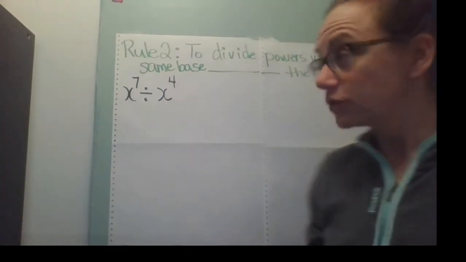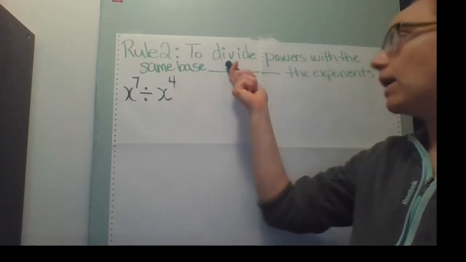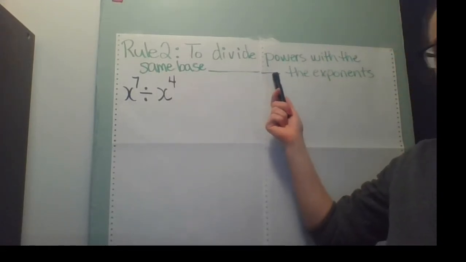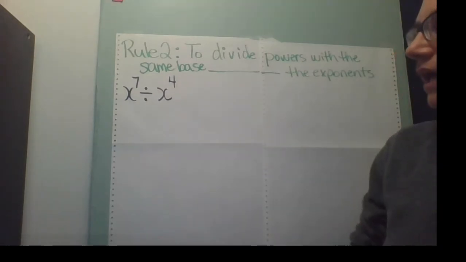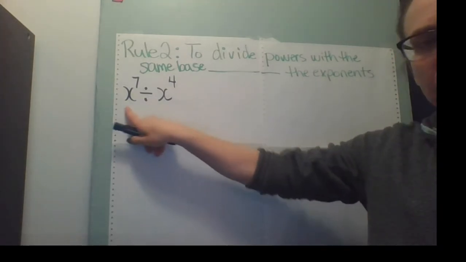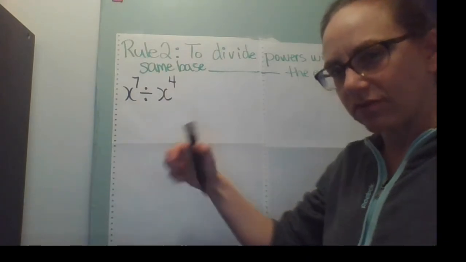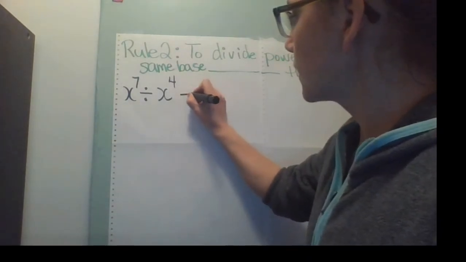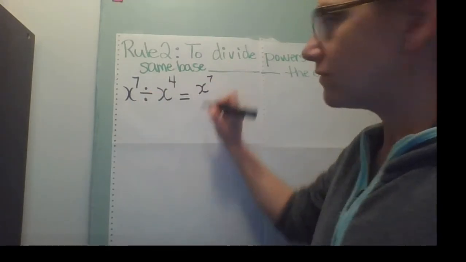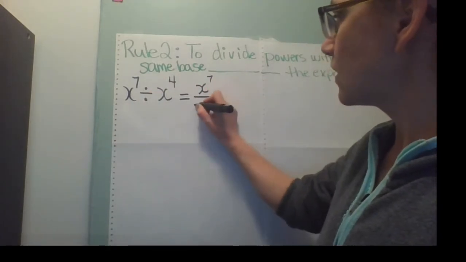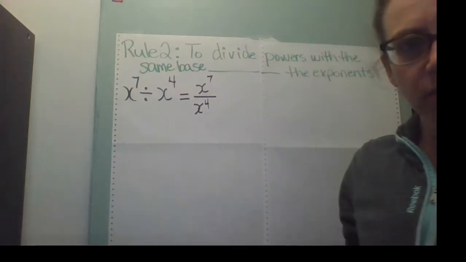Okay, let's talk about rule 2. This time we're going to divide powers with the same base. So to figure out what we're going to do with these exponents, I have a nice little example here. And instead of leaving it in this format, I'm actually going to write it as a fraction. So x to the 7 is going to go on top. This is all divide means. x to the 7 on top, x to the 4 on the bottom.